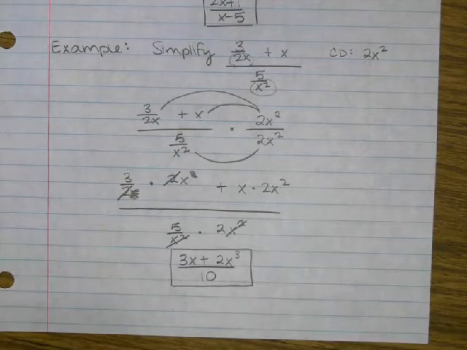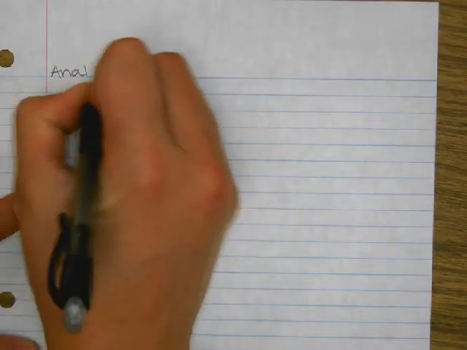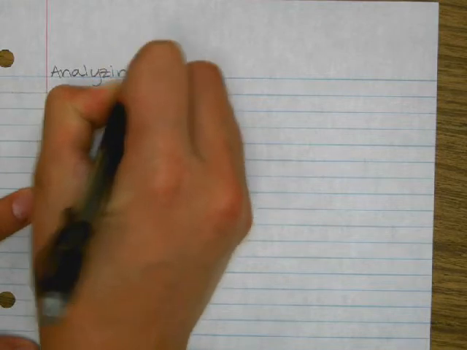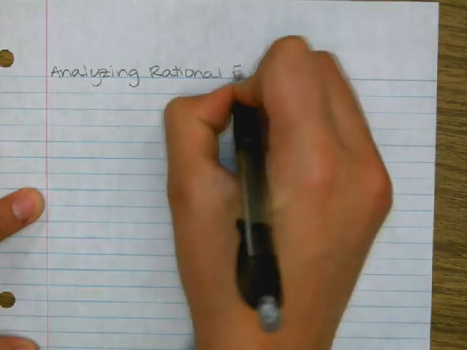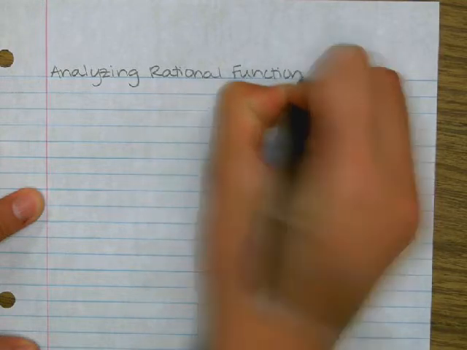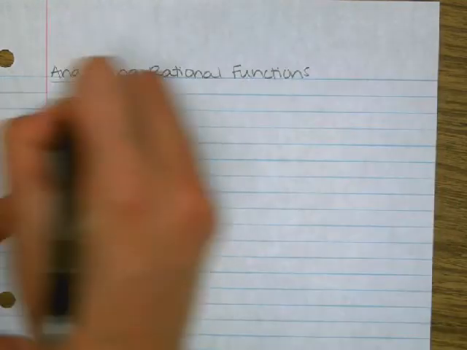All right, another thing we would like to be able to do with rational expressions is we would like to analyze them. And in this case, we're going to talk about rational functions. So all I'm doing if I'm going to look at a rational function instead of a rational expression is I'm just going to put y equals in front, or f of x equals in front. So we're going to analyze rational functions.